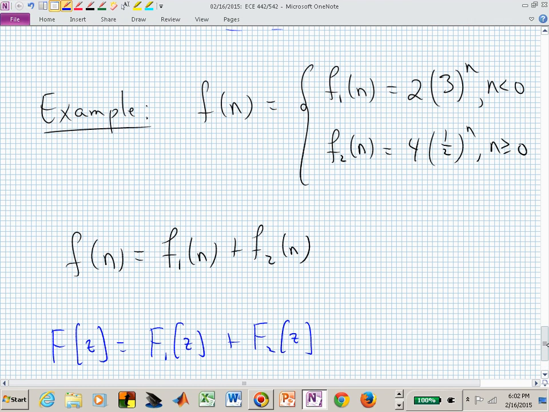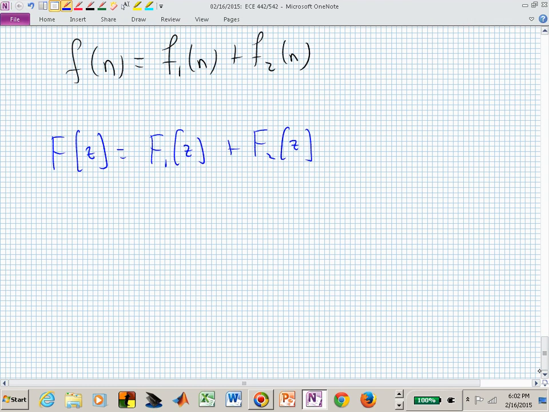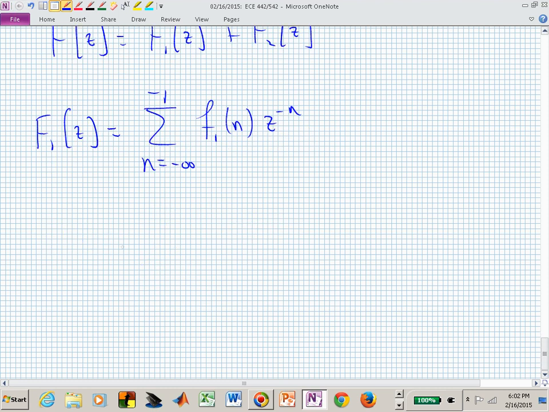What was f sub 1? That was the negative index, so let's look at what we have there. F sub 1 of z is now this sum from n equals minus infinity to minus 1, f sub 1 of n, z to the minus n. We can replace little f sub 1 of n with what expression we said it was, 2 times 3 to the n, z to the minus n.